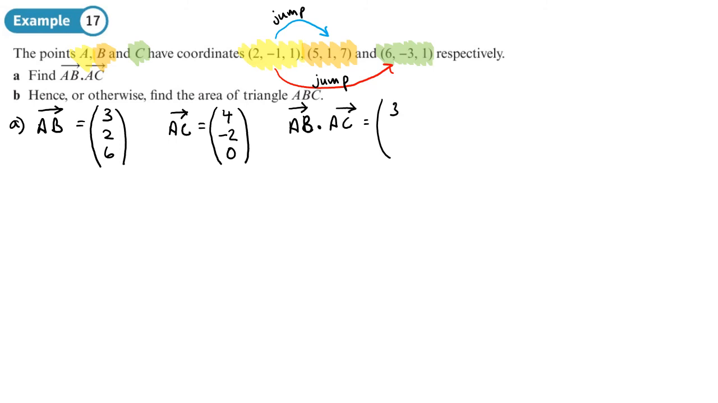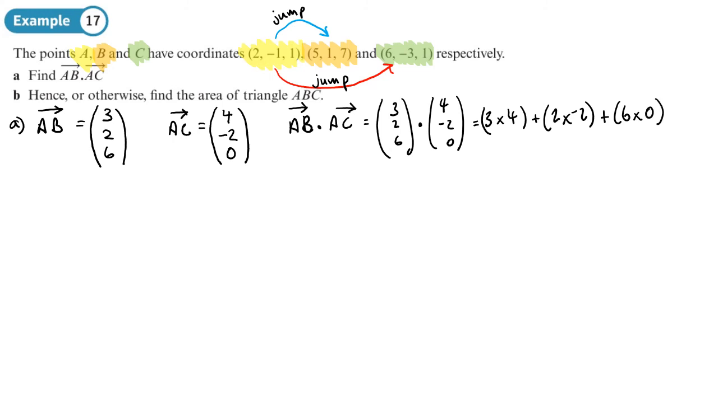So (3, 2, 6) dot (4, -2, 0). That would be 3 times 4 plus 2 times -2 plus 6 times 0. So that would be 12 minus 4 plus 0. So we get a dot product of 8.